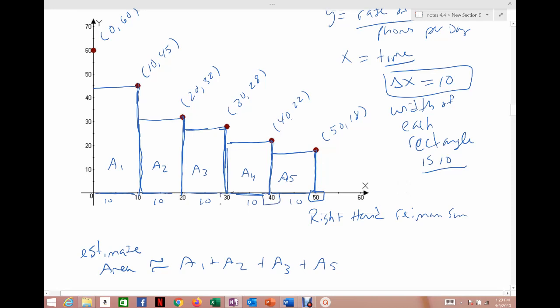And so these are the right values that I'm using in order to find my height. On my first area here, it's on the right side of this, and so this is the height. Well, that height is 45. On the second rectangle, this is the right side of it, and that height is 32. The third one, that height is 28. The fourth one, that height is 22. And the last one, that height is 18. I'm using my rate of change values, the y values. That's the height of each of my rectangles.